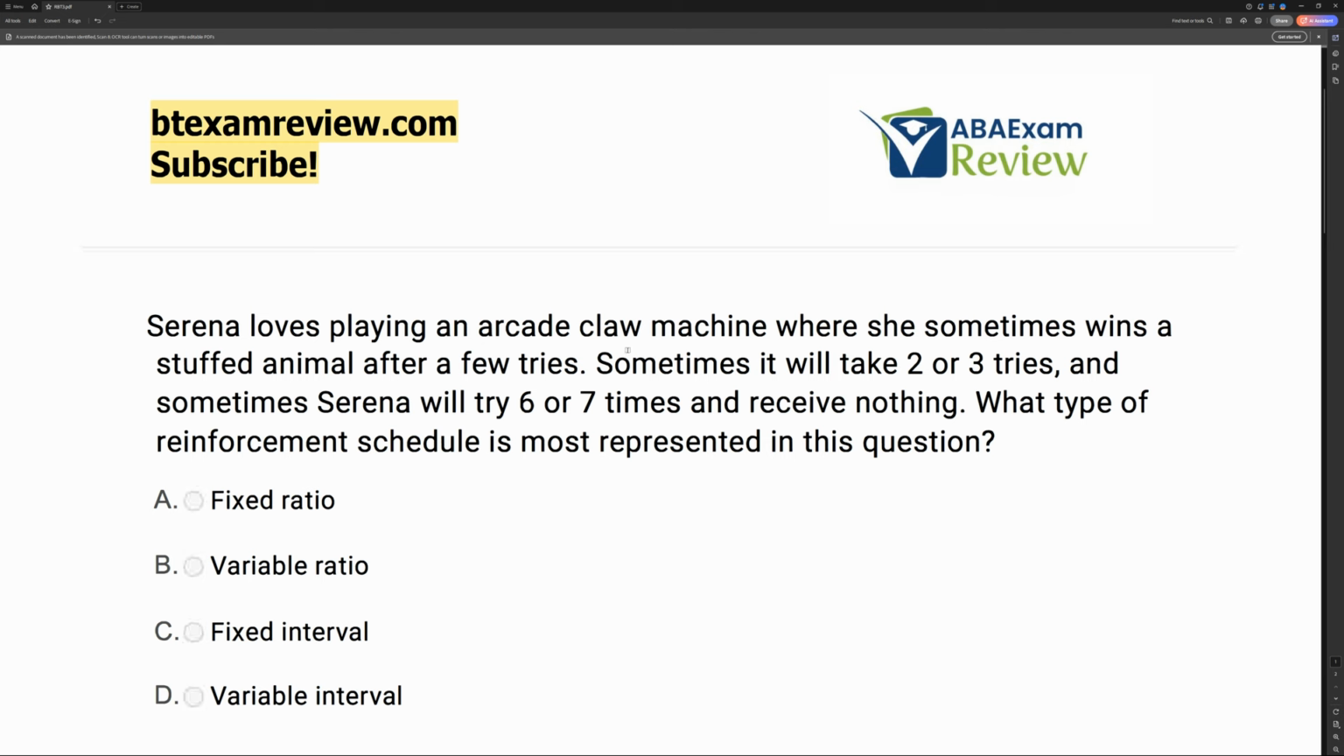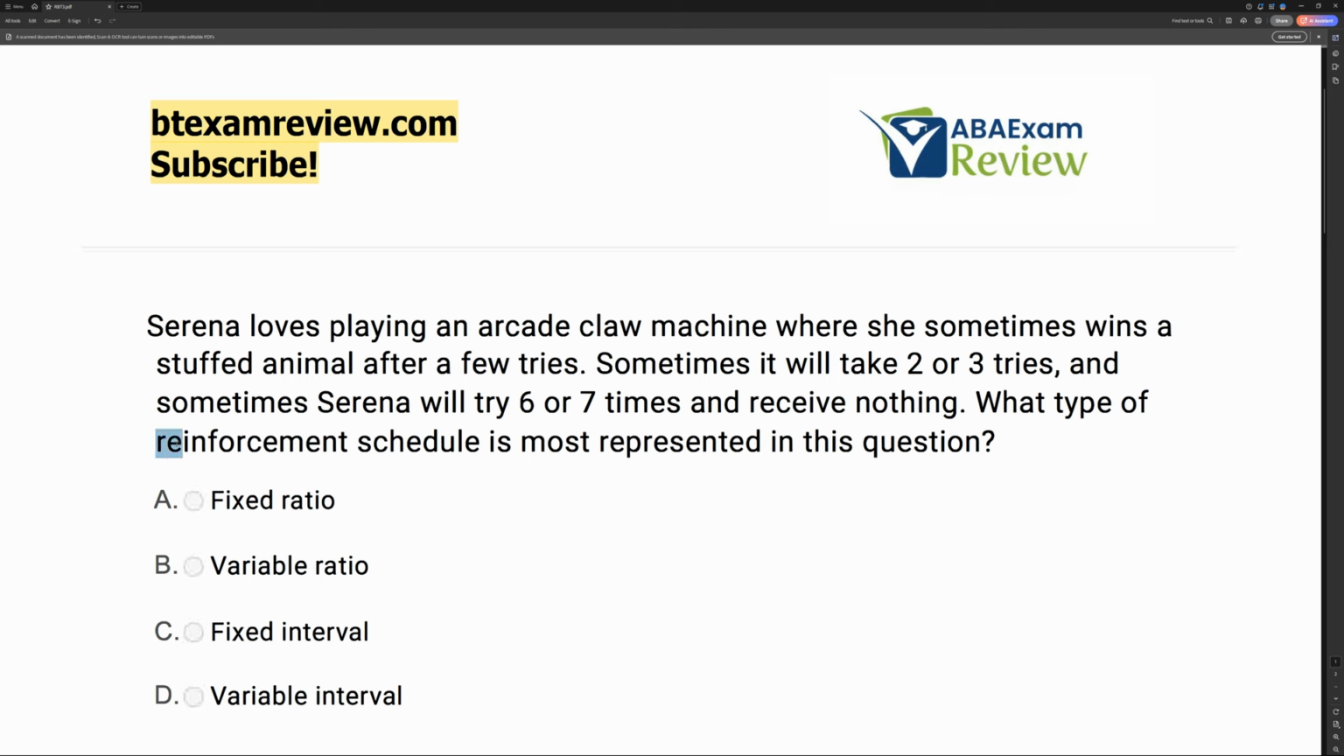Serena loves playing an arcade claw machine where she sometimes wins a stuffed animal after a few tries. Sometimes it will take 2 or 3 tries, and sometimes Serena will try 6 or 7 times and receive nothing. What type of reinforcement schedule is most represented in this question?